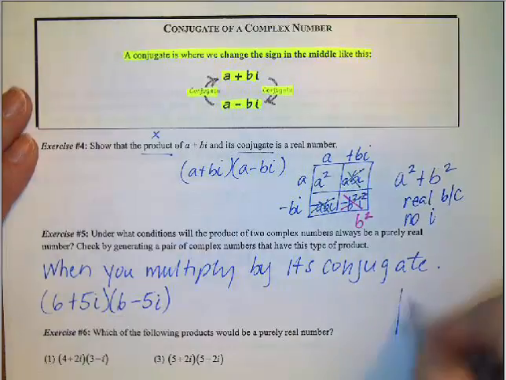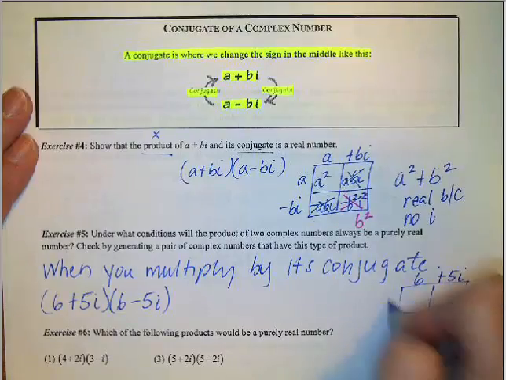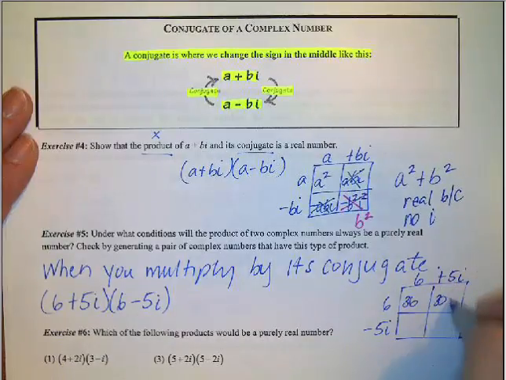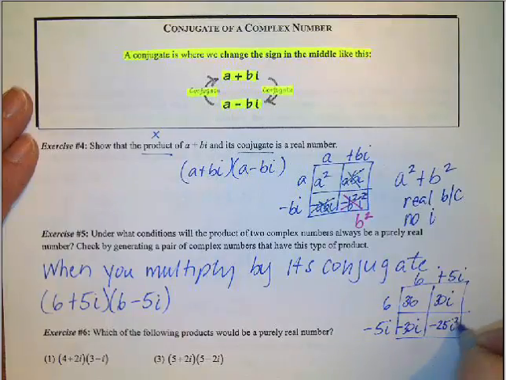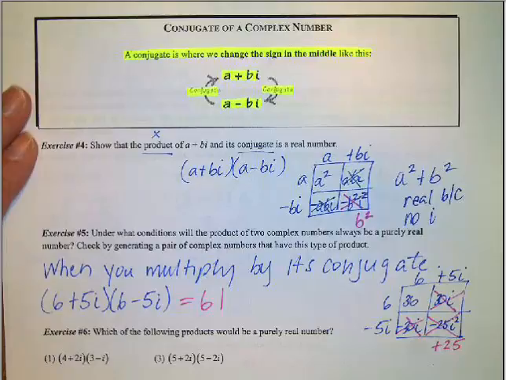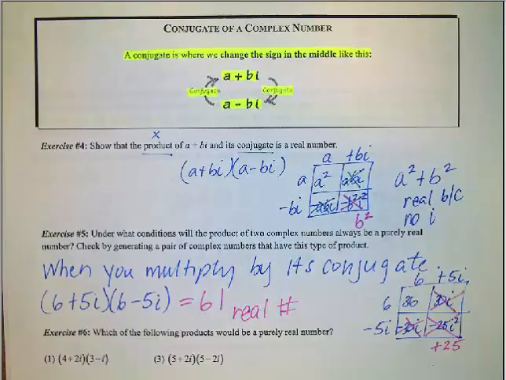And over here I'm going to use my box. So 6 plus 5i, 6 minus 5i, I get 36, 30i, negative 30i, and I get negative 25i squared. Well, I know that these cancel, and I know this negative 25i squared turns into a positive 25, so 36 plus 25 is 61, which is a real number. No imaginary, no complex. All right.